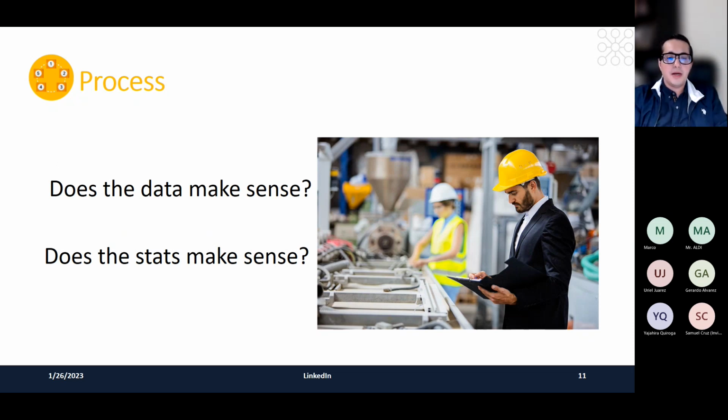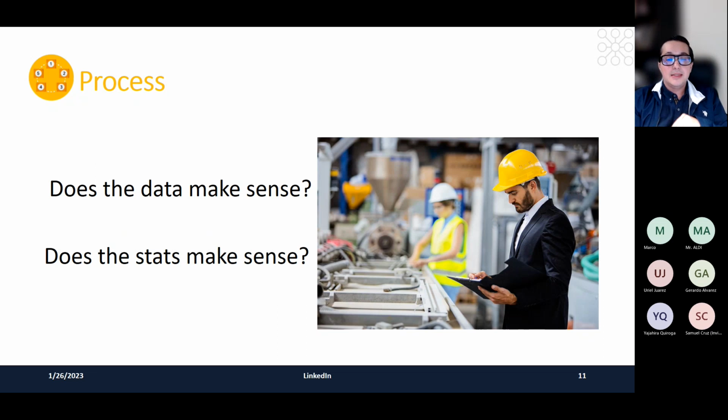If you're weighing a box that's supposed to be 50 pounds, and you look at a historical record and it says 5,000 pounds, that means someone wrote it wrong. If you're measuring a piece that's supposed to be 49 inches and someone wrote down 4.9, that's a keying error. Does it make sense?